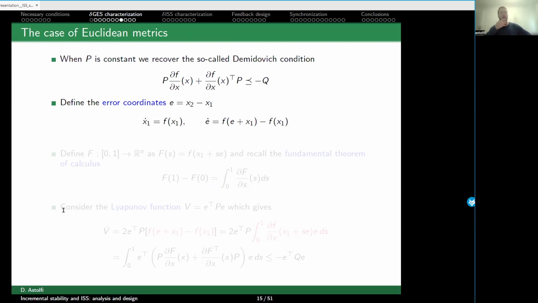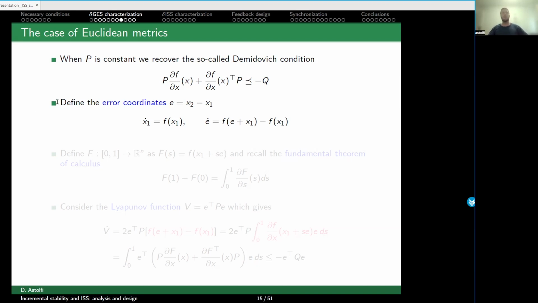Another point is that in the case in which P is constant, we also recover the so-called Demidovich condition in the literature. In this case, the P dot part vanishes. So we just obtain P times the Jacobian of F plus its transpose, and this has to satisfy the strict inequality. And in this case, showing that we can construct an incremental Lyapunov function is actually much easier.